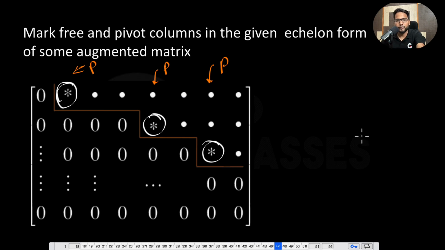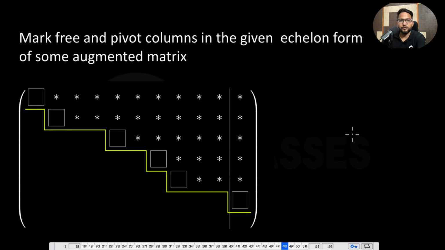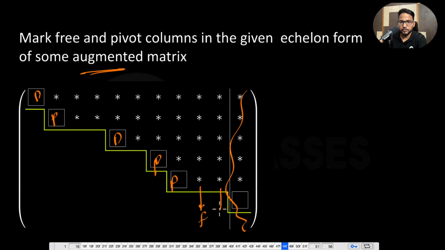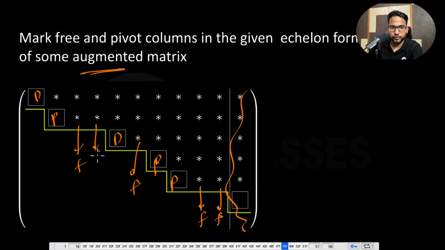You can do it. Okay, mark free and pivot columns in the given echelon form. So in some augmented matrix. So again, this is augmented matrix, so you do not need to worry about it. And then you can say that this is pivot, this is pivot, this is pivot, this is pivot, this is pivot, and rest are free columns, right? So this is free column, this is free column, this is again free column. These two are free. Okay.